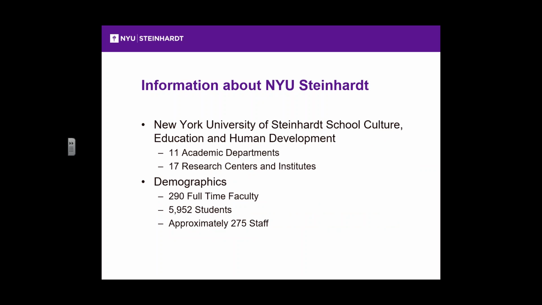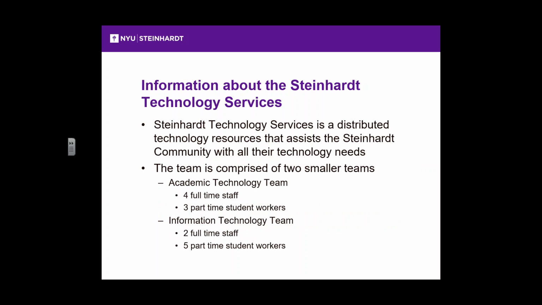In terms of personnel, it comes down to 290 full-time faculty, a little bit under 6,000 students, and then finally approximately 275 staff members. A little bit of the information about our team. Steinhardt Technology Services team is a distributed technology resource that assists the Steinhardt community with their technology needs. We work really closely with our university's central technology organization, NYUIT, but we focus more on the needs of the Steinhardt community.